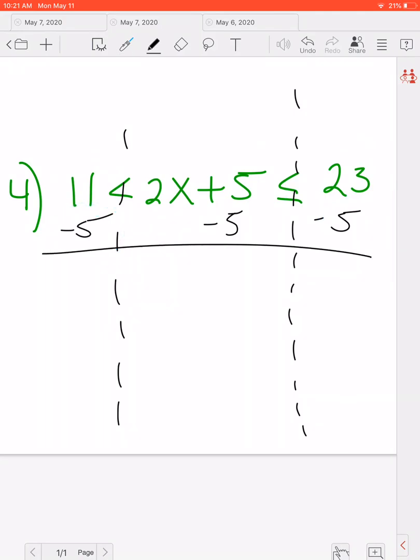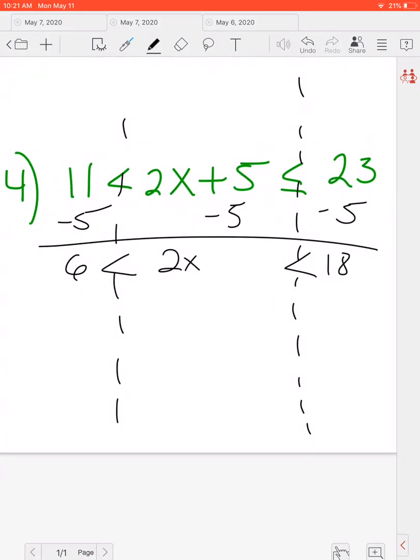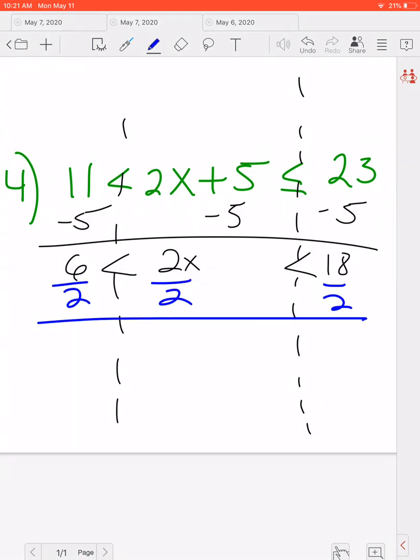Okay, so then 11 minus 5 would be 6. We have 2x left in the middle. And 23 minus 5 would be 18. And then we're going to go ahead and divide both sides, all sides by 2, I should say. 6 divided by 2 is 3, which is less than or equal to x, which is less than 9. Okay, and now we need to graph that.